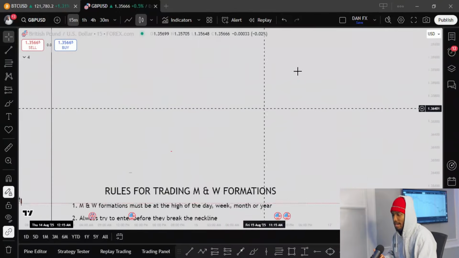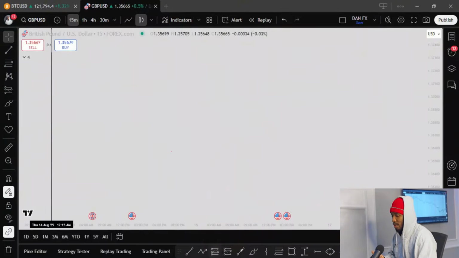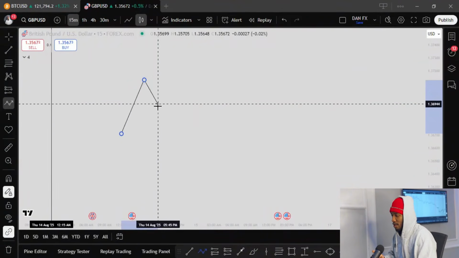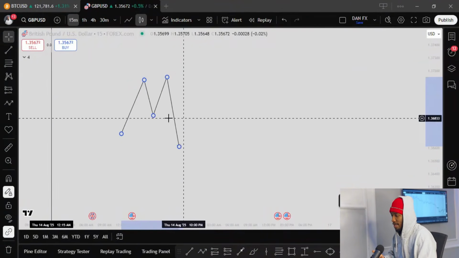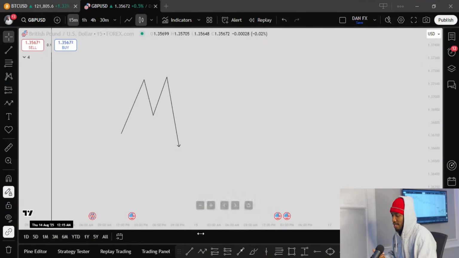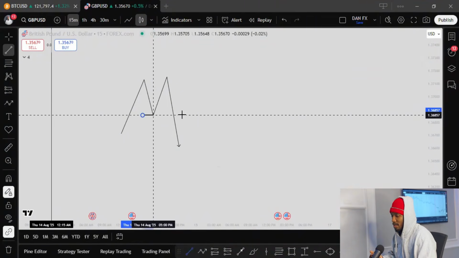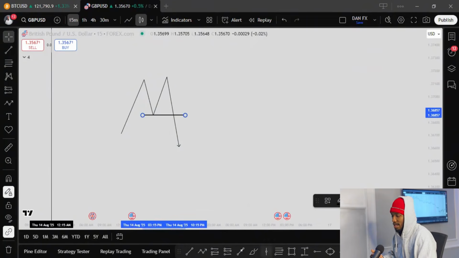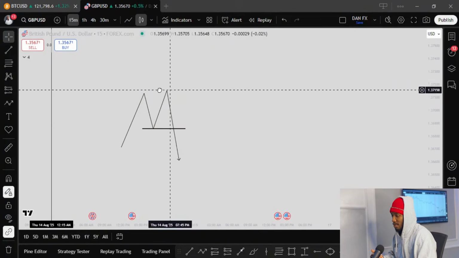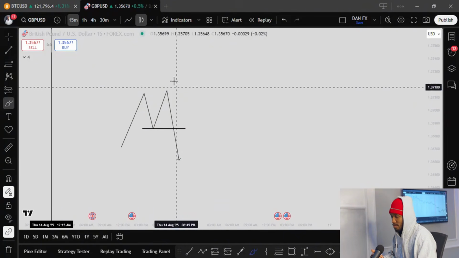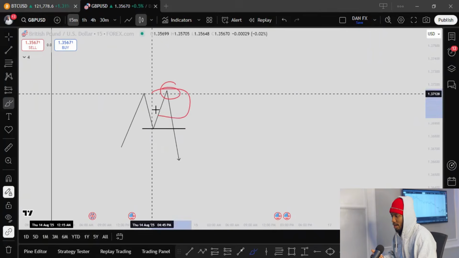How do you enter before they break the neckline? What you do is you use candlestick formations. You have your M formation like this, right? By the time you're waiting for them to break this place, it's a technically correct entry, but it's too late. I want to be inside the trade before they break the neckline. It should be somewhere in here or around this area.